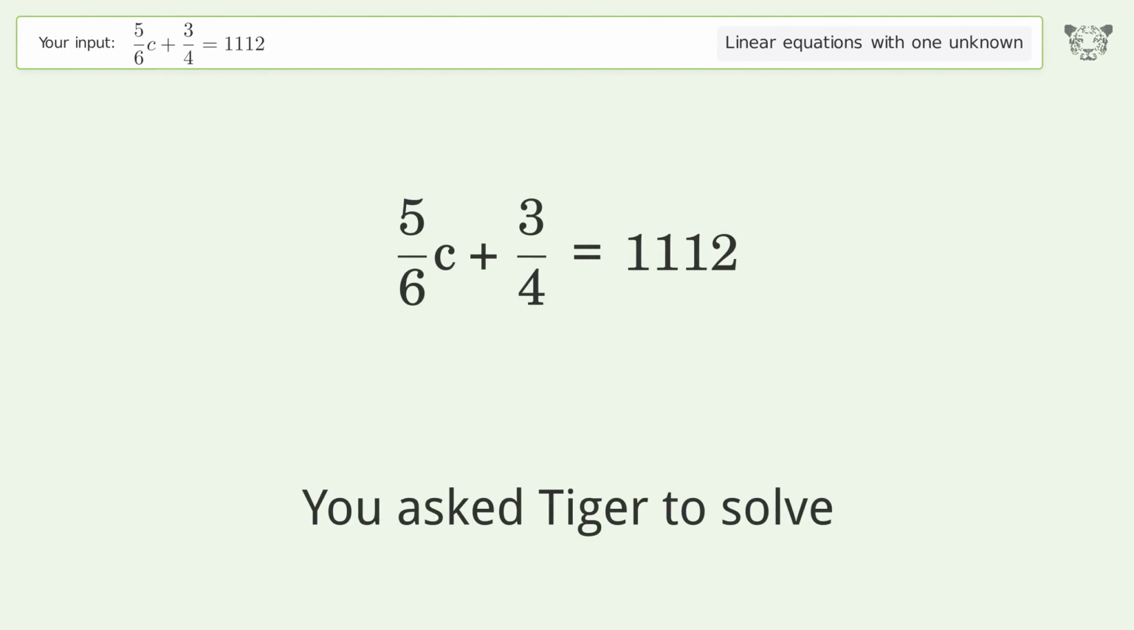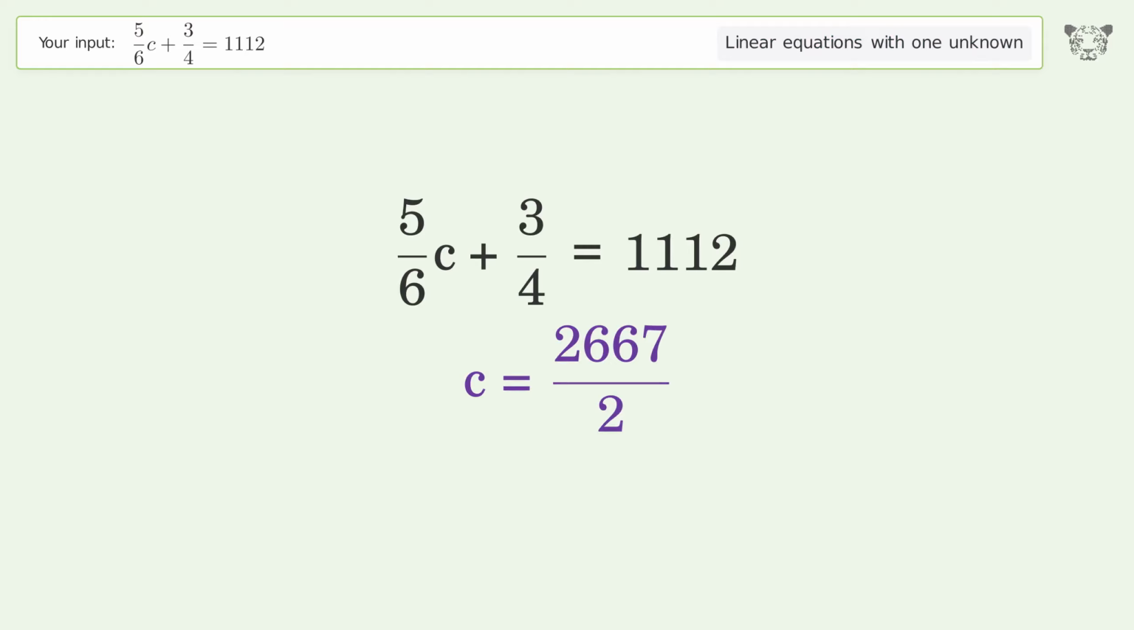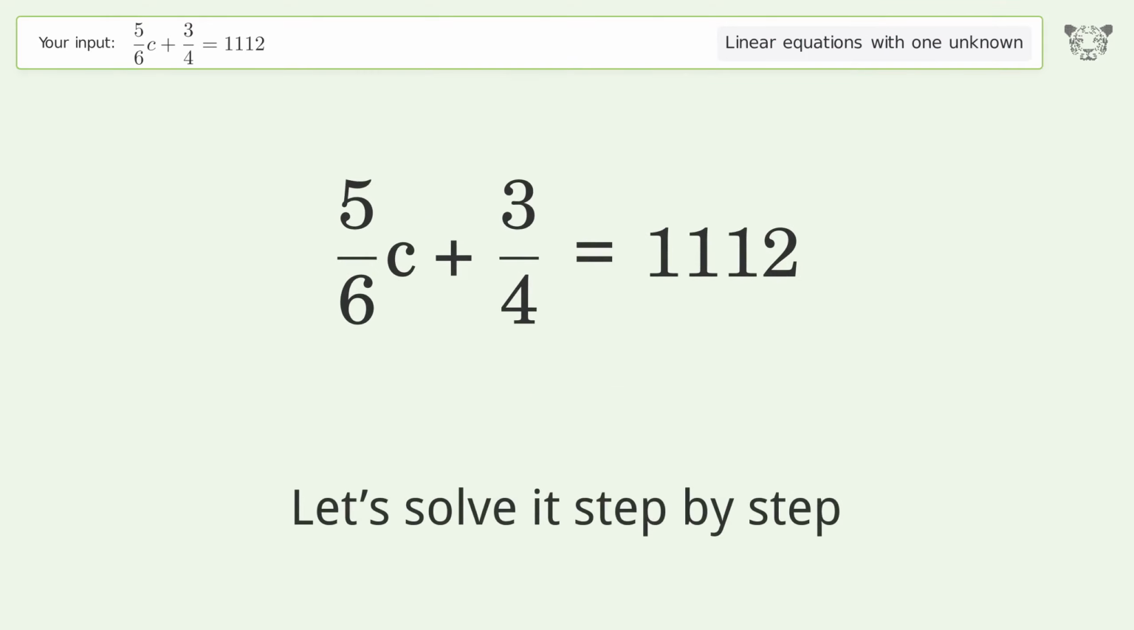You ask Tiger to solve. This deals with linear equations with one unknown. The final result is c equals 2667/2. Let's solve it step by step.